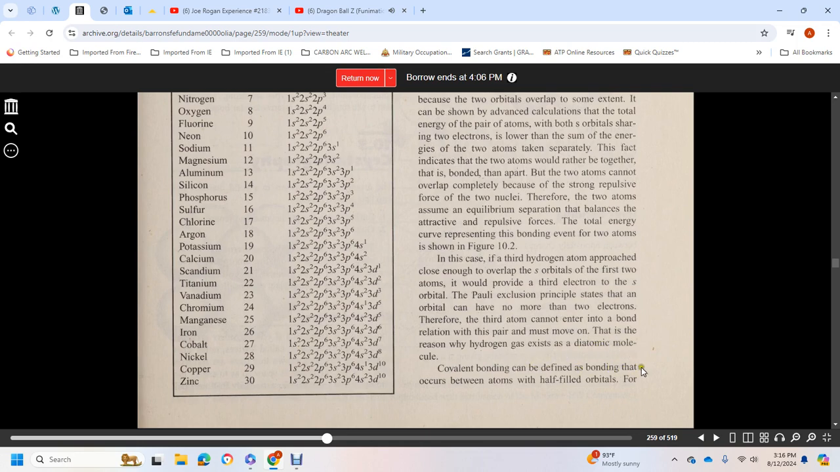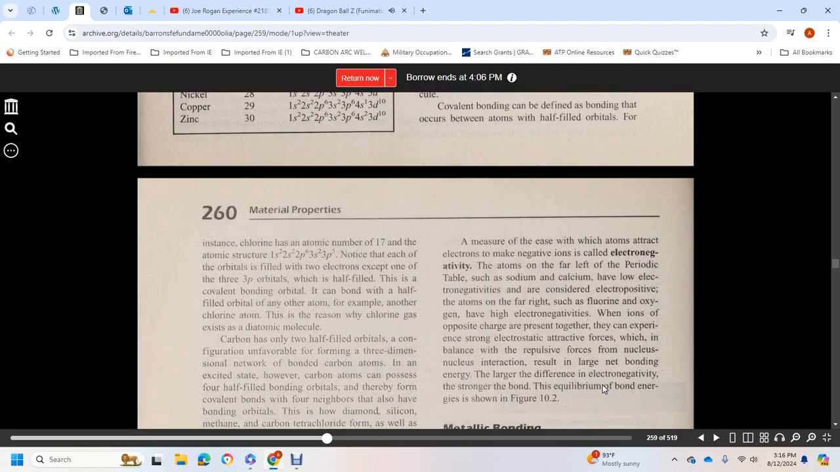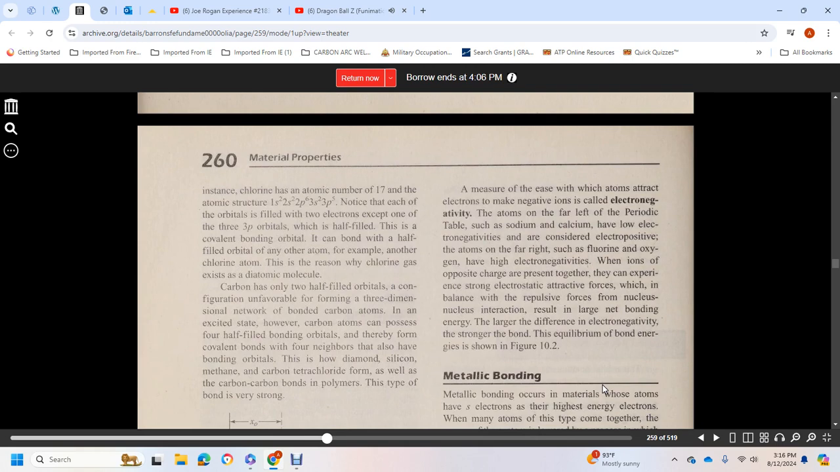Covalent bonding can be defined as bonding that occurs with atoms that have half-filled orbitals. For instance, chlorine, with atomic number 17, has atomic structure 1s2, 2s2, 2p6, 3s2, 3p5. Notice that each orbital is filled with 2 electrons except one of the 3p orbitals, which is half-filled. This is a covalent bonding orbital, and it can bond with a half-filled orbital of any other atom, for example, another chlorine atom, and this is the reason why chlorine gas exists in diatomic molecule form.